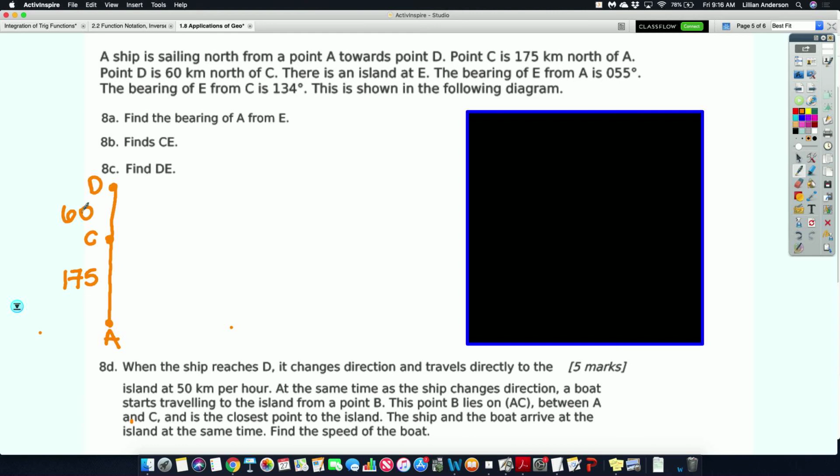And the next sentence tells you that the bearing of E from A is 055 degrees, which means that from A, because it says from A, heading 055 degrees, that means from the north direction, turning clockwise 55 degrees, you have island E.